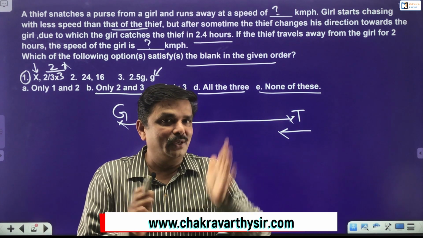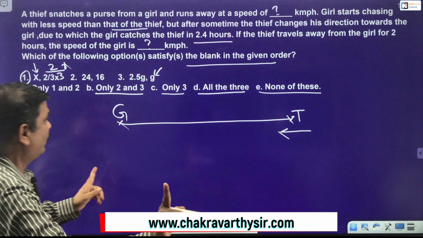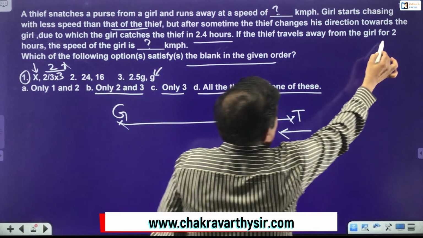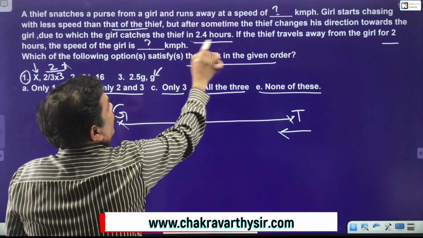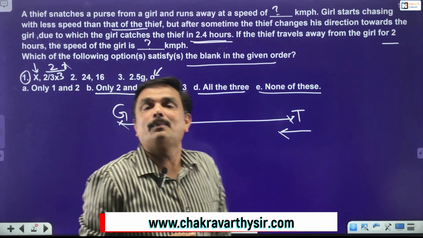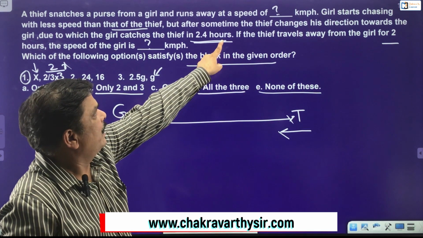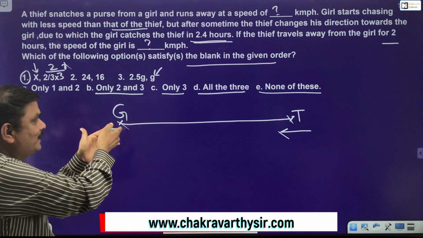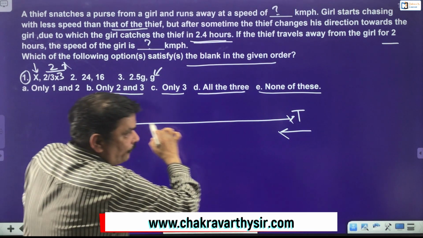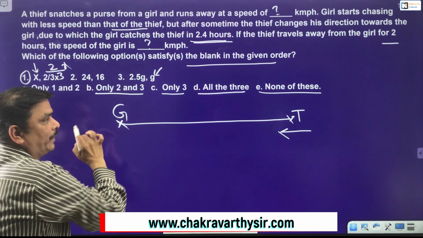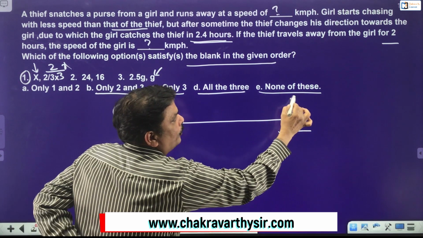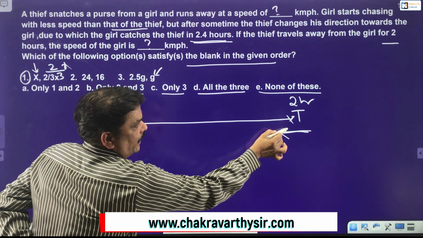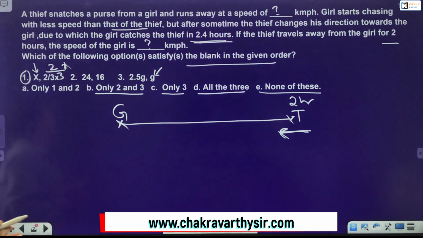Here, first trick, you see how they have given the time. They have given 2 times. One is 2 hours, the other one is 2.4 hours. First of all, you need to understand that properly. 2 hours, clearly you see, if the thief travels away from the girl for 2 hours, that means after snatching the purse, the thief from this point to this point took 2 hours. Then after that, he changed the direction and he was coming towards the girl only.